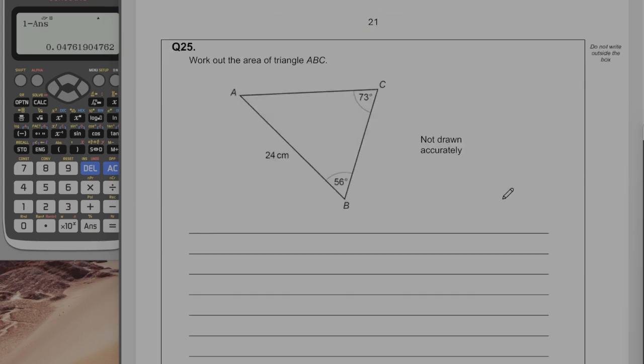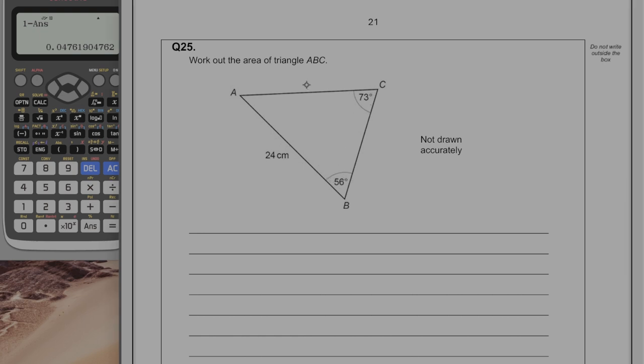Right, question 25. Work out the area of the triangle. We're going to have to work out one of the other sides. I'm going to work out this side because I can use the sine rule for that. But it still doesn't overly help, half ab sine C, so I'm going to have to work out the angle as well. Which order am I going to do it in? Doesn't really matter.